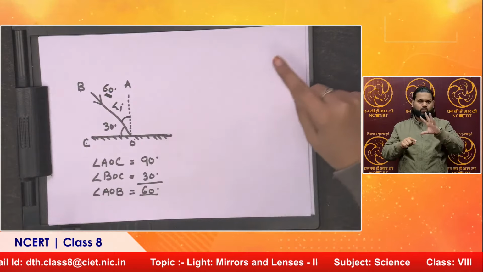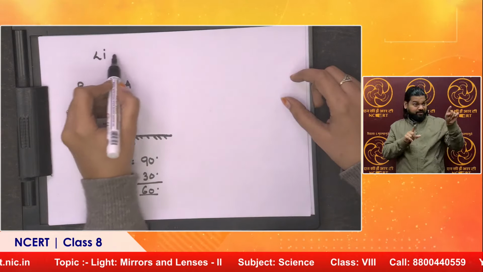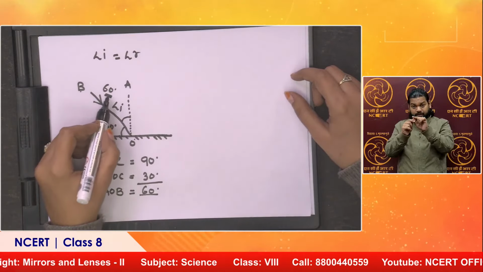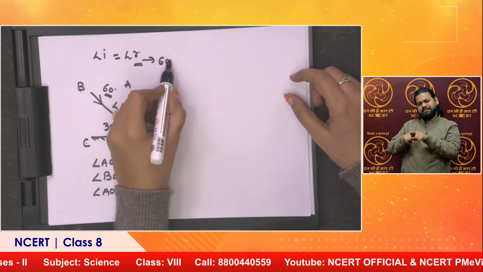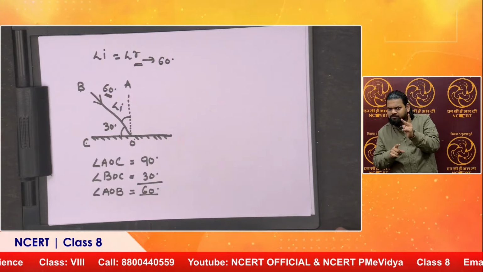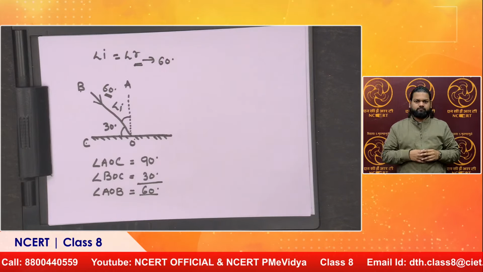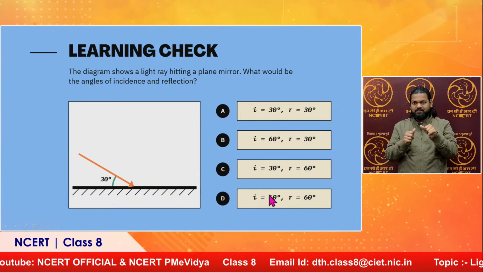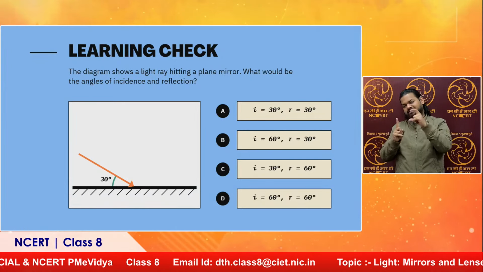Now, as per the rule that we have studied, whatever your angle I is, the same will be your angle R. So if we are getting angle I as 60 degrees, what should angle R be? Yes, 60 degrees. Now if we see the question back over the screen, which is the correct option out of these 4? The correct option is D, wherein we have found that the angle of incidence is 60 degrees, and so is the angle of reflection.